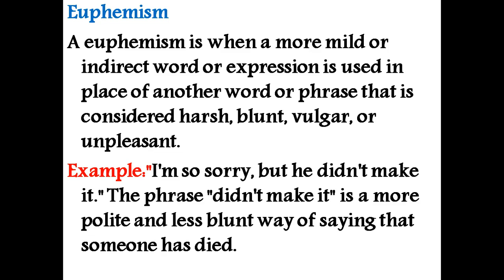The next one is euphemism. A euphemism is when a more mild or indirect word or expression is used in place of another word or phrase that is considered harsh, blunt, vulgar, or unpleasant. So you present something which is ugly or nasty or horrific in a more polite, presentable way. Example: I'm so sorry, but he didn't make it. The phrase "didn't make it" is a more polite and less blunt way of saying that someone has died. We also use another form: he passed away. He passed away means that he died. So using the direct word, we avoid it and use a euphemism. It's a literary term which makes something mild or less harsh, an indirect expression.